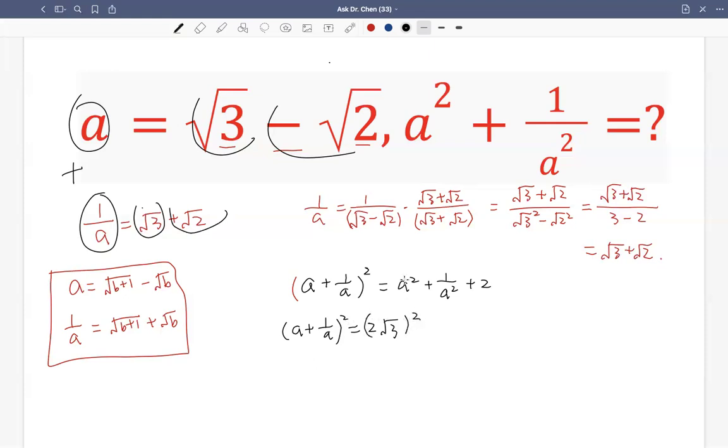Square both sides. On this side we get a squared plus 1 over a squared plus 2. And on the other side we get 2 squared, 4, times 3, 12. So then we just subtract 2 on both sides. We get 12 minus 2, that's 10. So a squared plus 1 over a squared is 10. So the answer for this is 10.